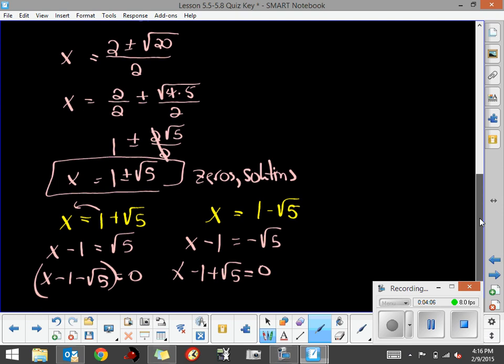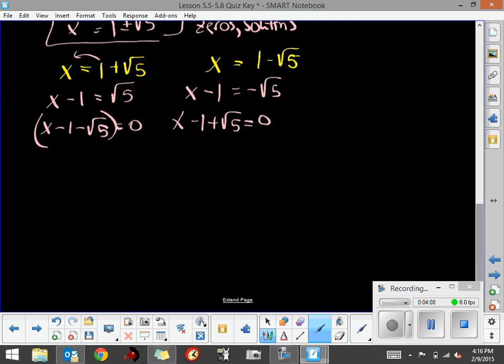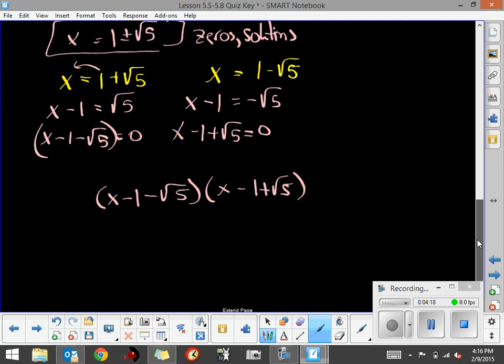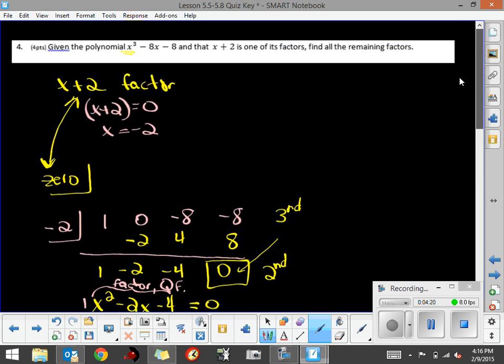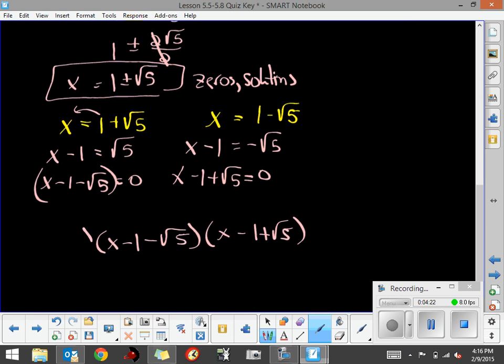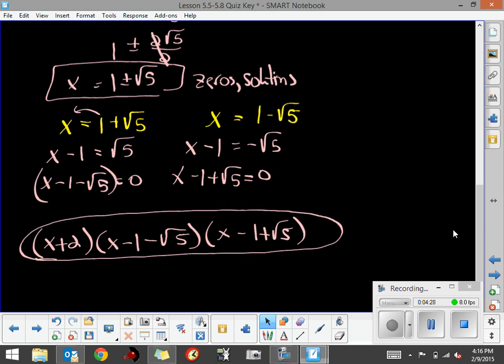So my two factors that I didn't have were the x minus 1 minus the square root of 5 and the x minus 1 plus the square root of 5. And the factor that I already knew because they told me it was a factor was the x plus 2. So here's the complete factorization of that third-degree polynomial. This is what I'm after. I'm searching for those 3 factors, the linear factors of the polynomial.